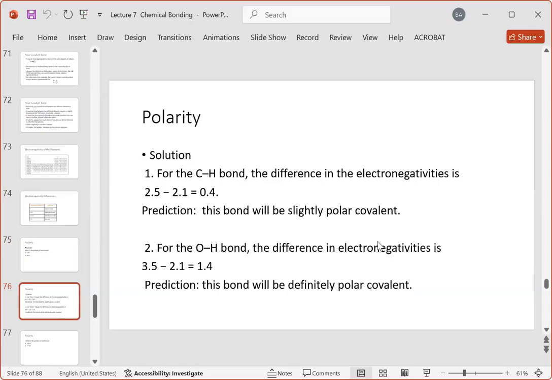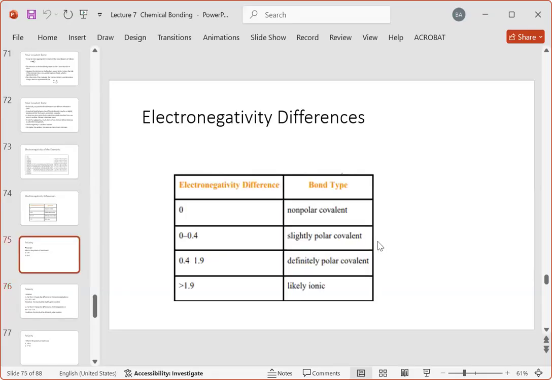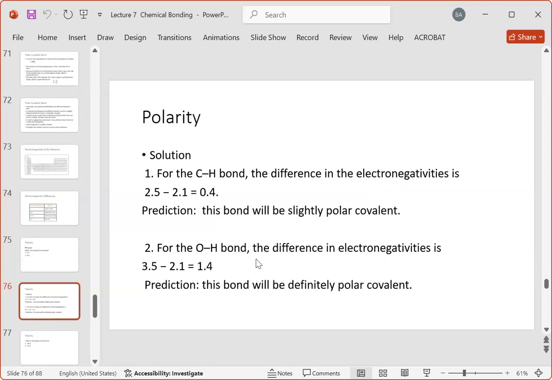So then oxygen and hydrogen, you know how hydrogen is 2.1 and oxygen is 3.5. When you subtract it, you get 1.4. Then you go to the chart again. 1.4, where is 1.4? Okay, 1.4 is definitely polar covalent, but 1.4 is between 0.4 and 1.9. So that's how you use this kind of scale to check.